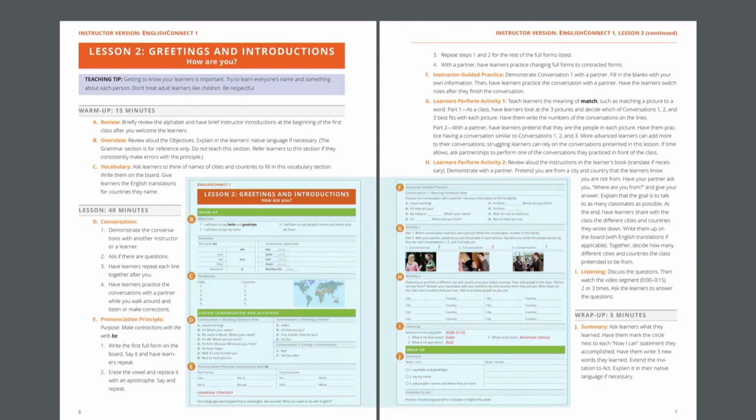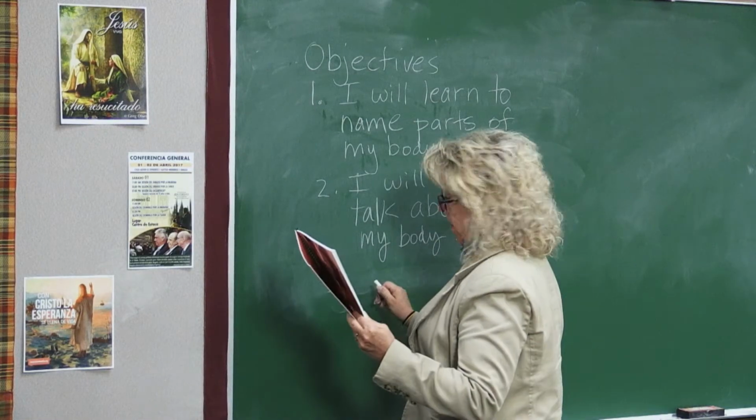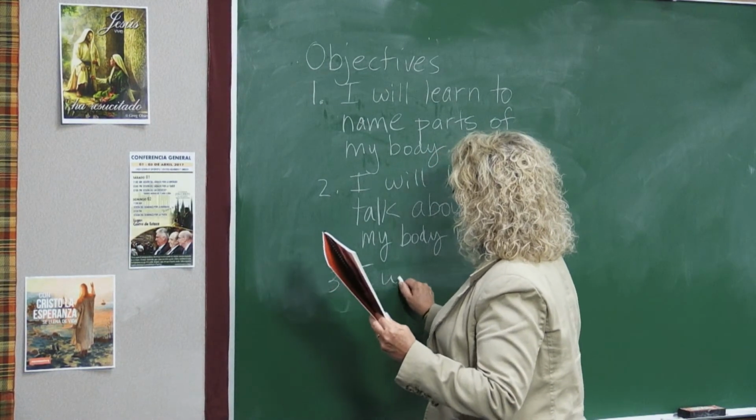For example, sections A, B, and C are part of the warm-up and should only take about 15 minutes. The main lesson should take 40 minutes, with a 5-minute wrap-up. In preparation for class, write the lesson objectives and new vocabulary on the board.